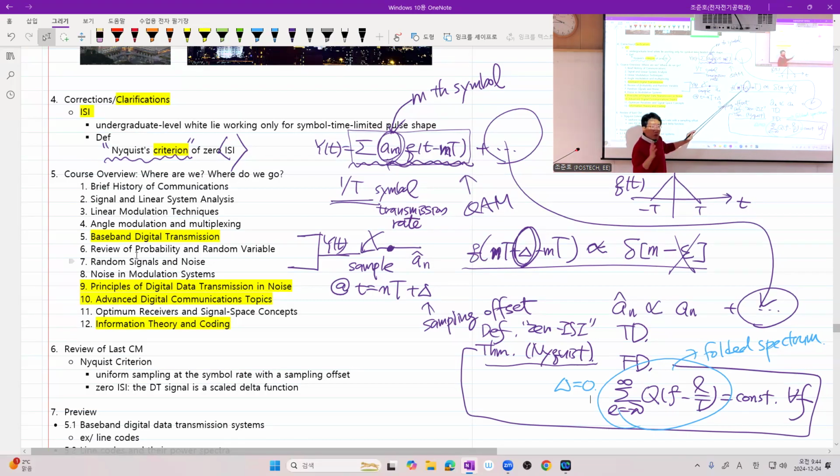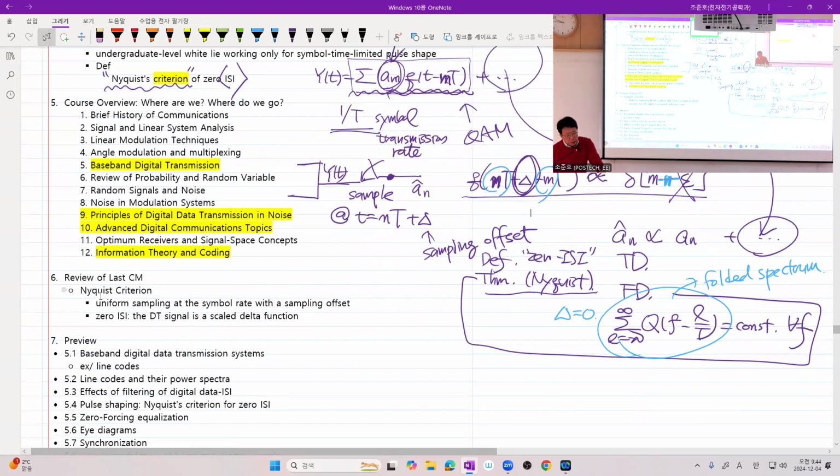Since many textbooks and authors and professors ignore the sampling offset, they just give you this definition. Precisely speaking, m minus n, I believe, m minus n minus some epsilon. Okay, here is m and n. Anyway, they ignore delta, so they have this result. But if you have some non-zero delta, you need to modify this result a little bit.